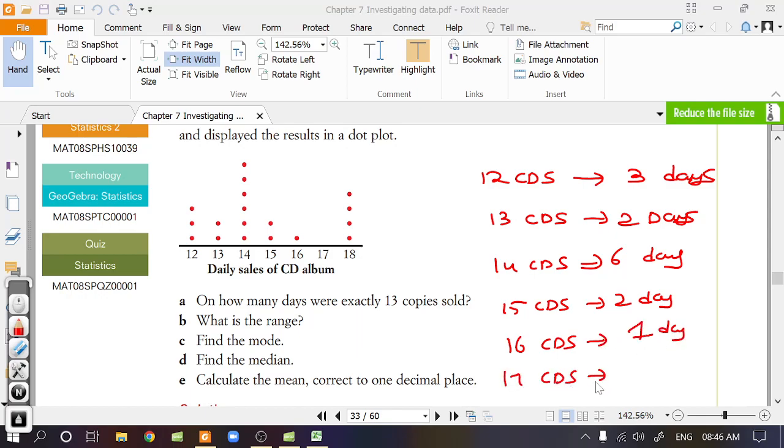17 CDs, 0 days. 18 CDs, 4 days. Add the number of days: 3 plus 2 is 5, 6 is 11, 12 is 15, plus 4 is 19. I think 19 days they have taken the data.